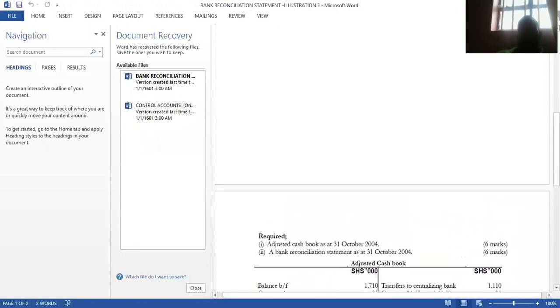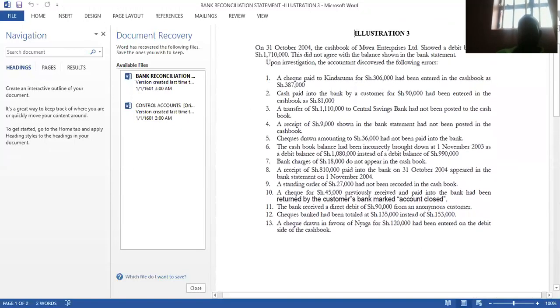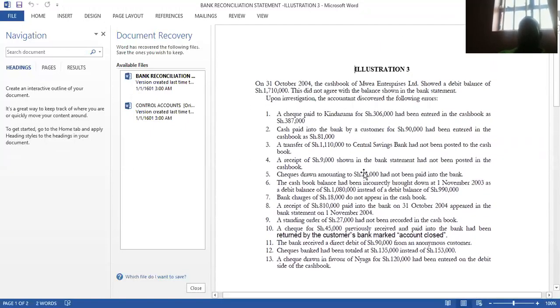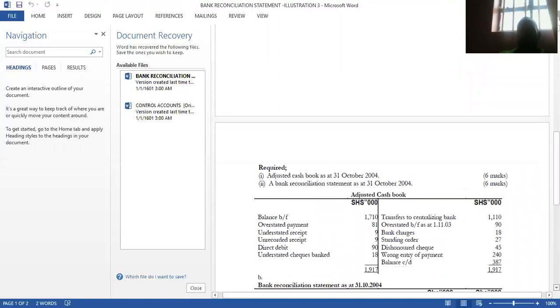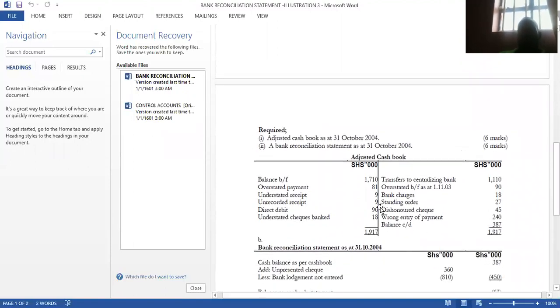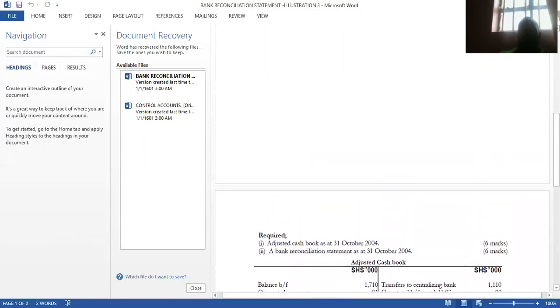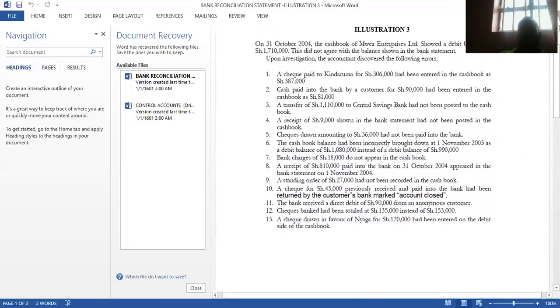Another error that is witnessed, which is number four, receipt of 9,000 shown in the bank statement had not been posted in the cash book. We received 9,000 in the bank, but it was not captured in the cash book. So in the cash book it is supposed to be on the receipt side, which is the debit side. So you'll find that that figure is going to appear here, a recorded receipt of 9. Then we go to error number 5 that was recorded.